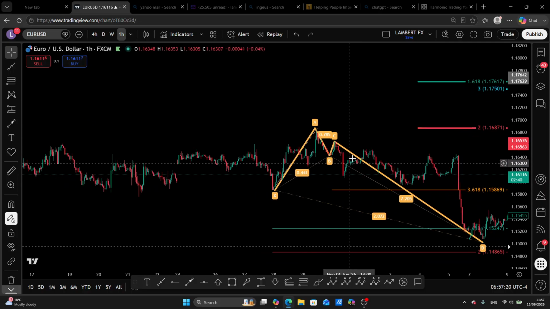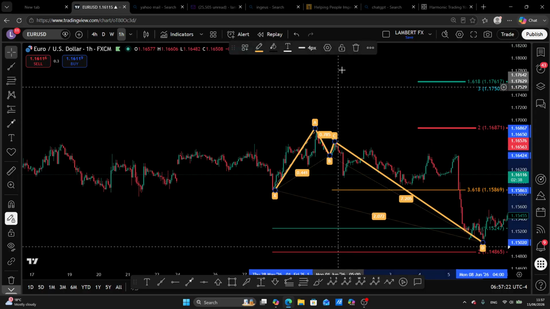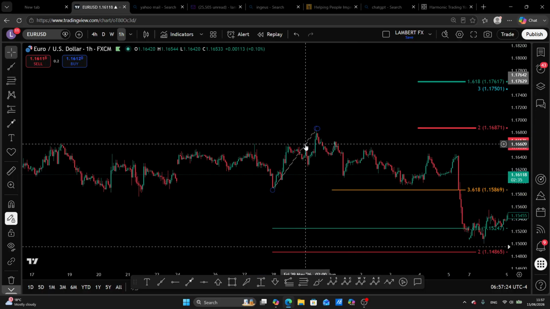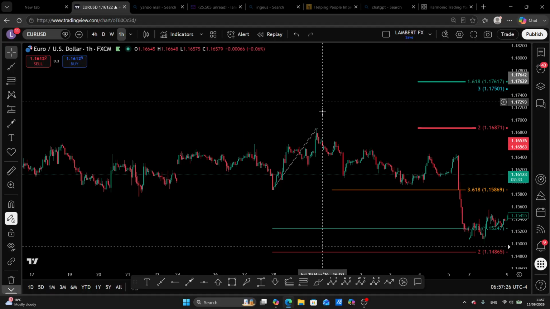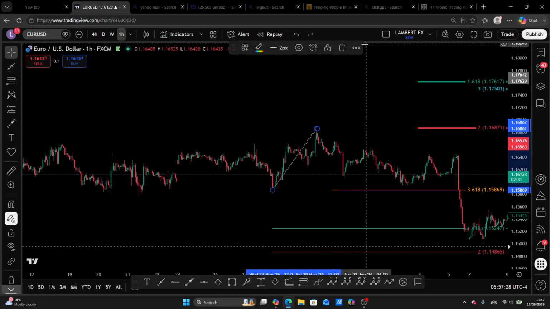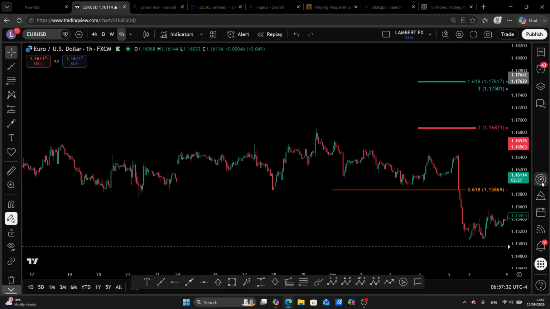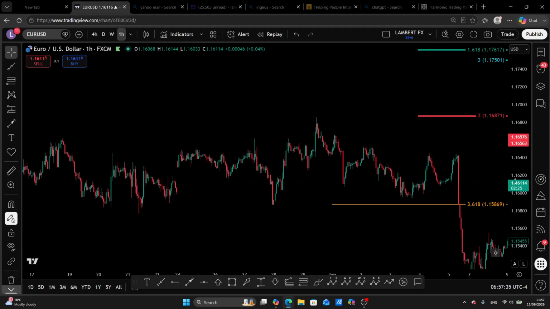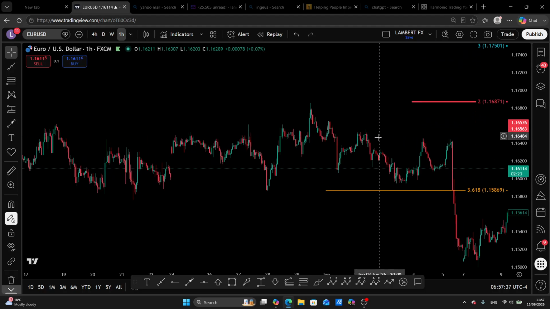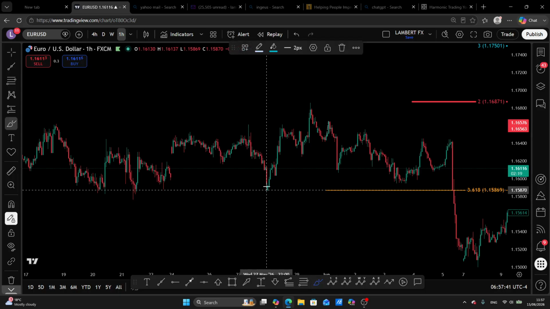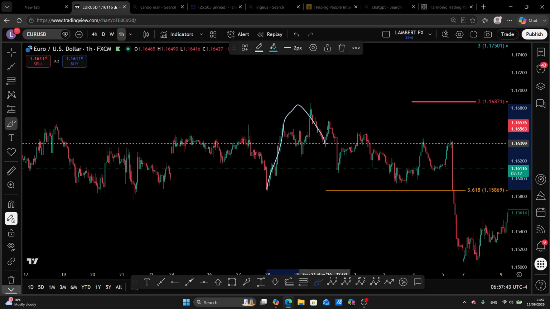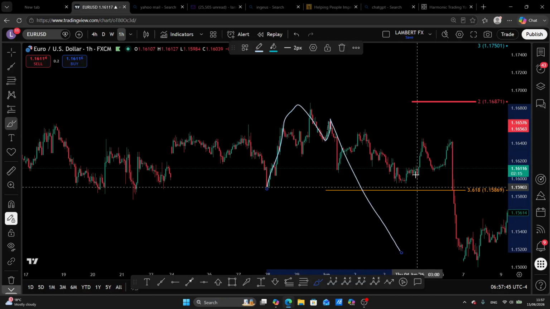So I'm going to delete this right here and also delete that. Okay, so remember I said that for the bullish one you need an M pattern, or an M shape. So if you look closely, you see something like this. So this is an M.